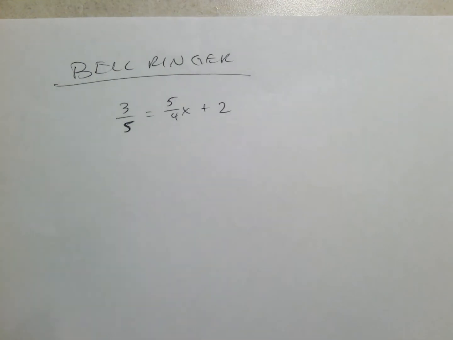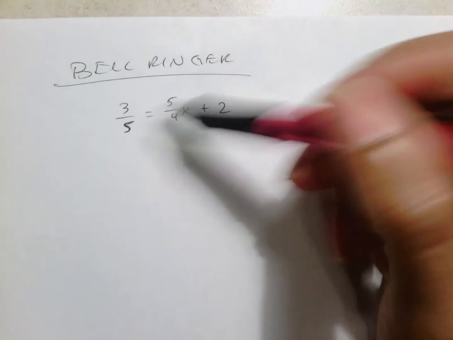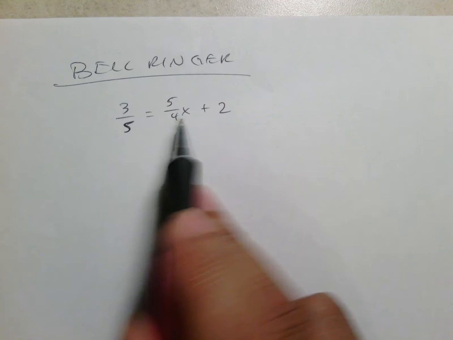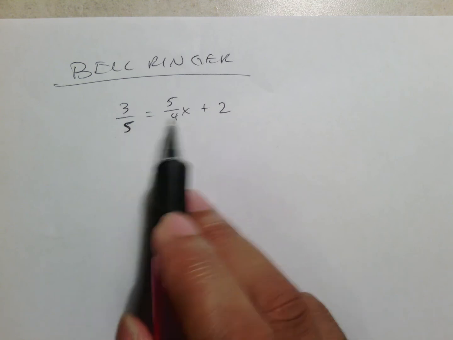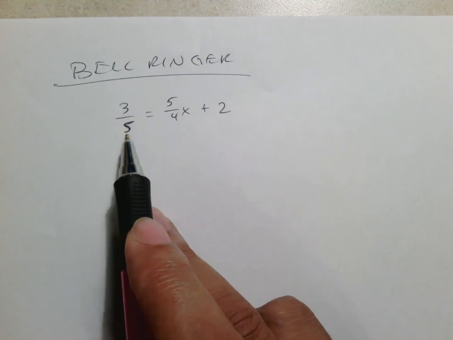Starting out with our bell ringer for the day. 3/5 equals 5/4 x plus 2. Again, this is another situation that we're going to see for the next 2 weeks to give you some time to practice. I hope you're getting better.